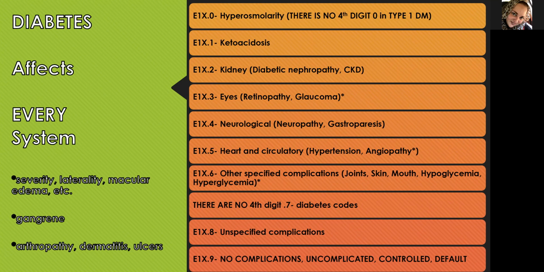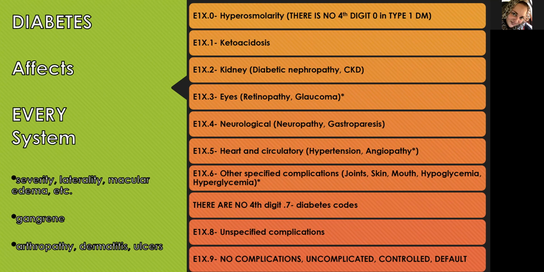So .7, there is no fourth digit 7 in diabetes codes, not at all, none whatsoever. So please never, ever, ever assign a fourth digit 7. You are wrong. No matter what, there's no guidance ever that's going to tell you to do that. There's no code book with that code in there. I've seen it happen. Please don't do it.